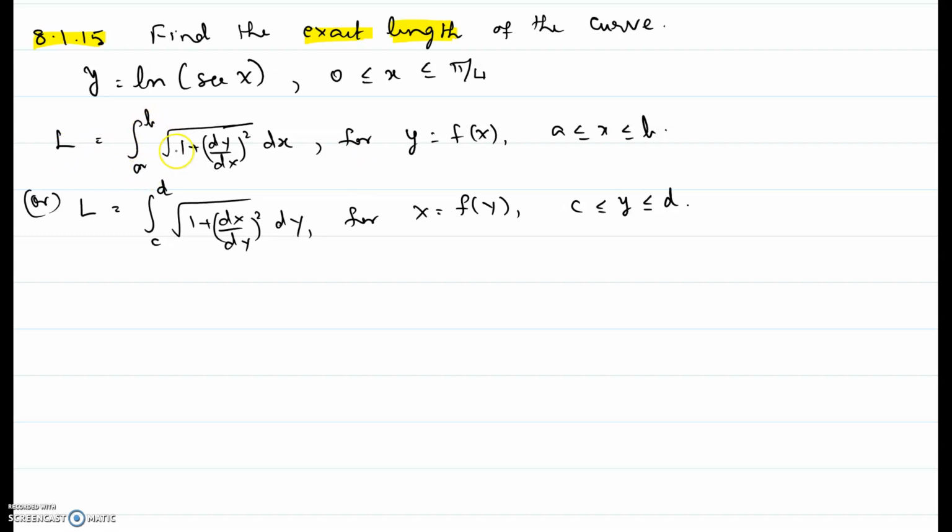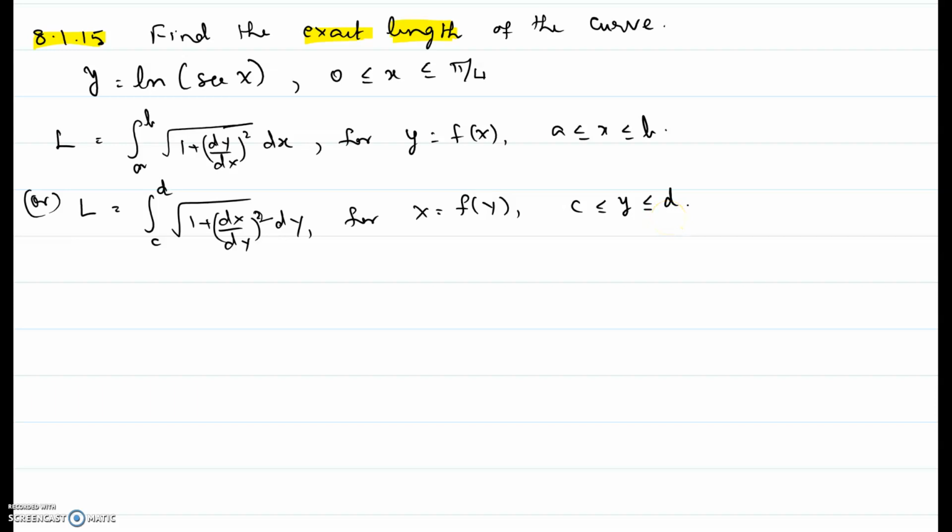L equal to integral a to b square root of 1 plus dy by dx the whole square dx, whenever y is given as a function of x and x lies between a and b. The other formula is integral c to d square root of 1 plus dx over dy the whole square dy, where x is a function of y and y lies between c and d.